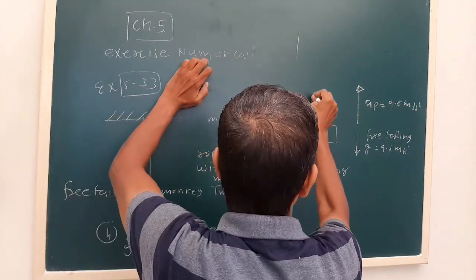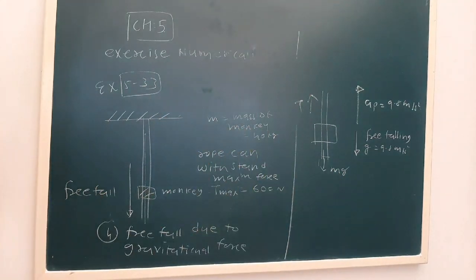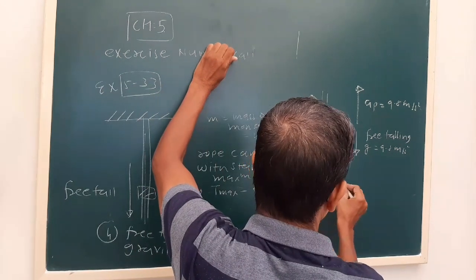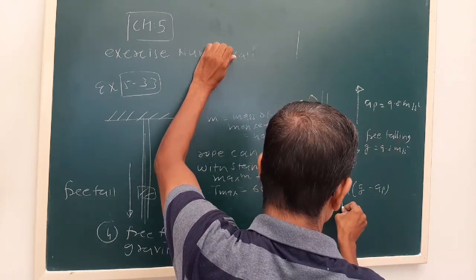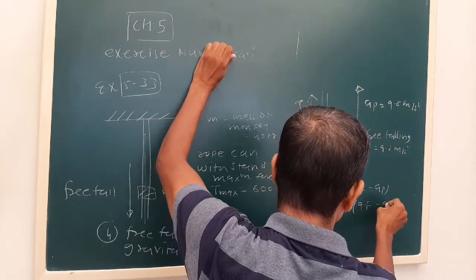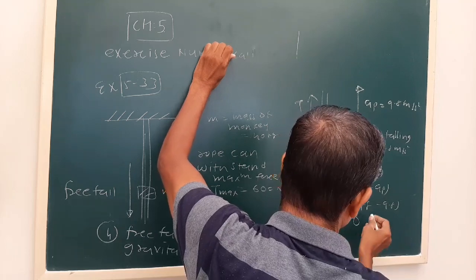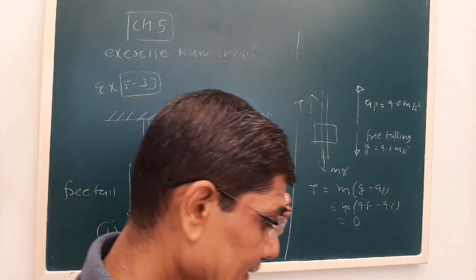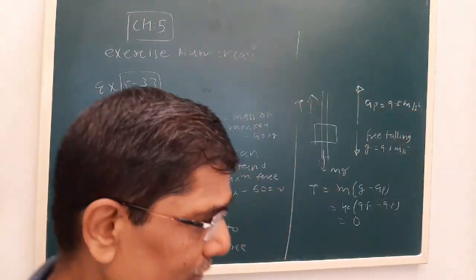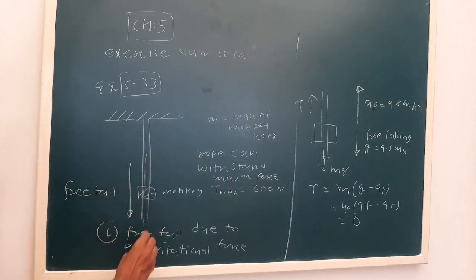Now let us say the net weight or tension. So here T is equal to mg minus ma, and a is also 9.8. See, this is called weightlessness. The net tension in the rope is 0. That's why now it is like a free fall.